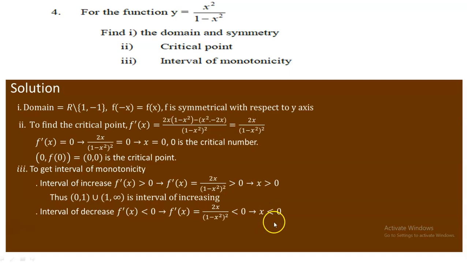So again, you are considering negative values, but negative 1 has to be rejected because it's not part of the domain. So try to write now an interval excluding negative 1, and this is nothing but minus infinity to minus 1, union minus 1 to 0, is the interval of decreasing.